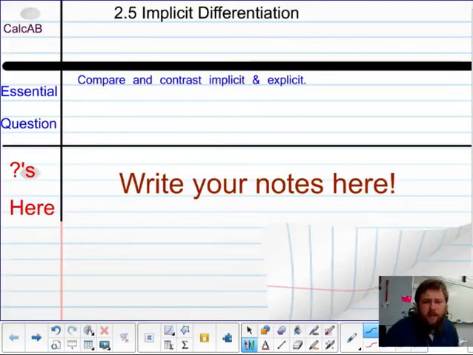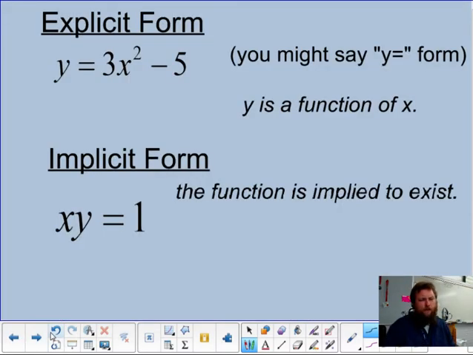Welcome Calculus AB. This is 2.5 Implicit Differentiation. The essential question is: compare and contrast implicit and explicit. Let's begin. So two different vocab words, explicit form and implicit form.